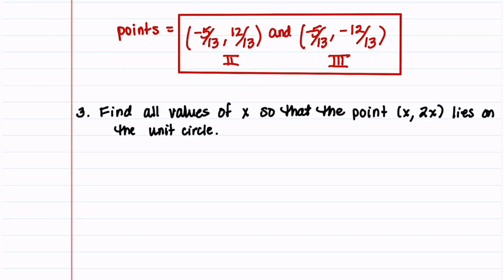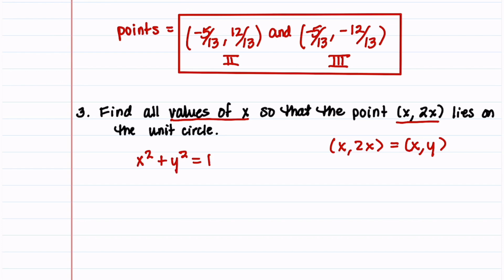Our last example is different from our first two. In this example, we need to find all values of x, let's underline that, so that the point (x, 2x) lies on the unit circle. This problem is more algebraic than the other two, and I think it's going to help if we realize that our point (x, 2x) is our point (x, y). And our (x, y) lies on the unit circle, so it can be described by the equation x squared plus y squared is equal to 1.